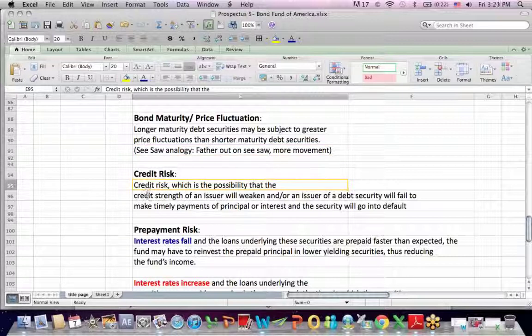Credit risk we saw on the prior video, the possibility that the credit strength of an issuer will weaken. Maybe a company doesn't do well financially, they have less earnings, or maybe they take on more debt. And or the issuer fails to make timely payment of principal or interest or both, and the security will go into default. Default is defined as not paying principal or interest on a bond or both.